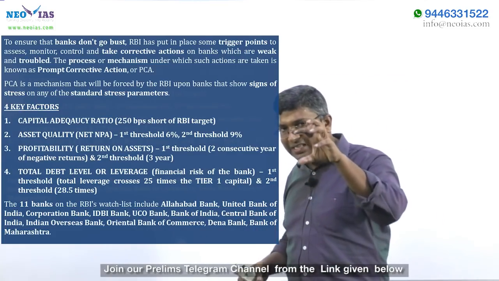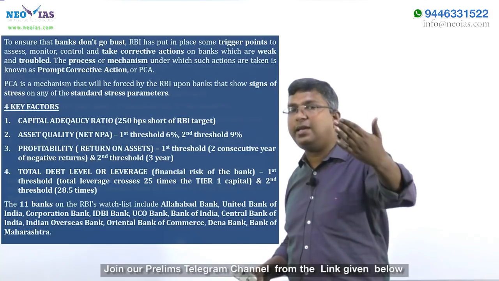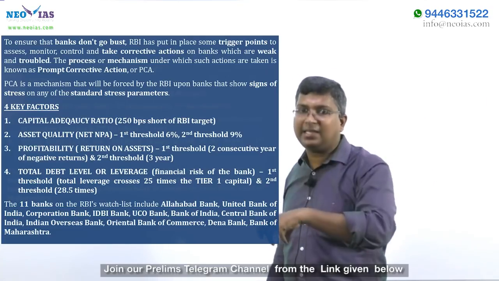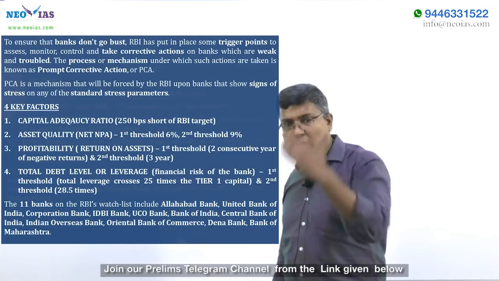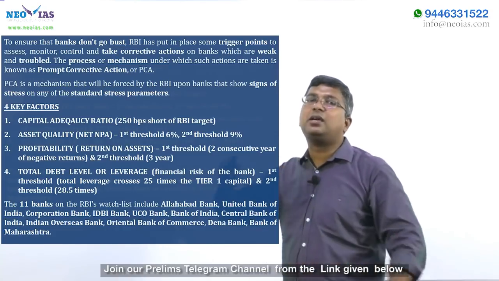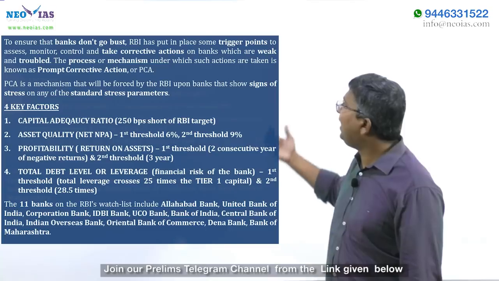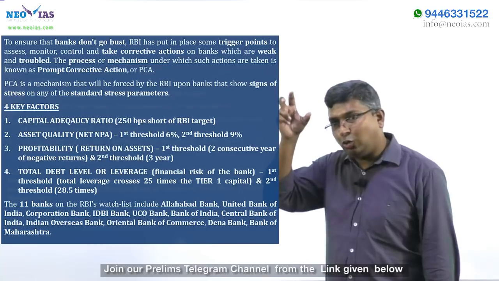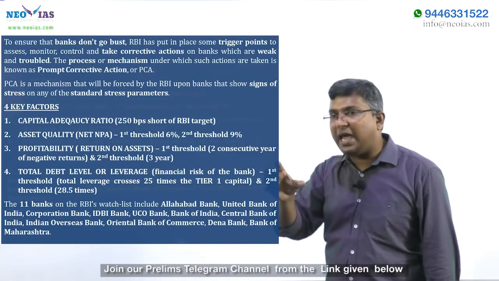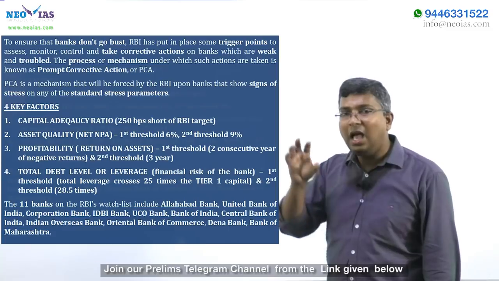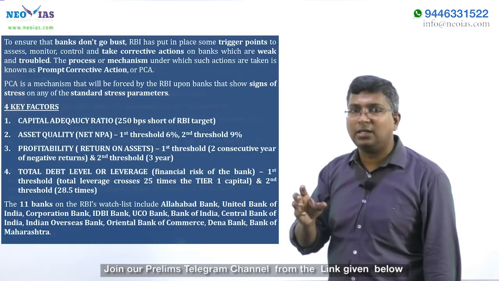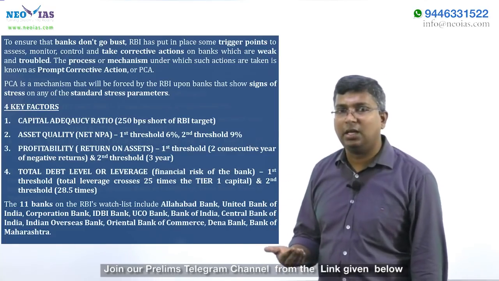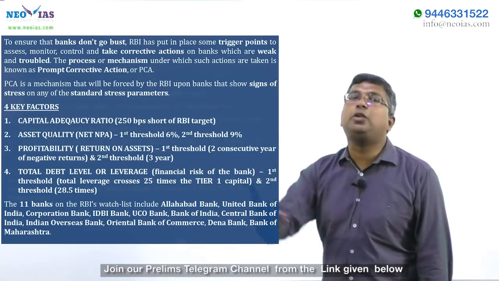To prevent banks from any failure, like what happened in the US during the subprime crisis, RBI has a mechanism to assess, monitor, control, and take corrective actions, especially for those banks which are weak and troubled. To identify such banks, RBI has set certain trigger points. Any bank that breaches these trigger points, RBI will give corrective actions in the form of prompt corrective action.